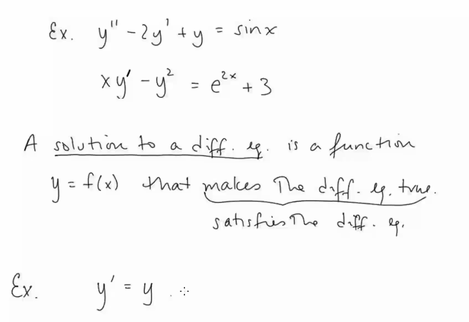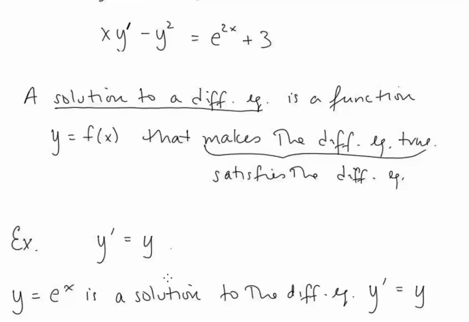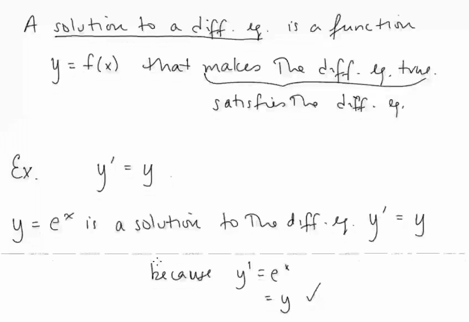One of the simplest differential equations is y prime equals y, and I claim that you already know a solution to this differential equation. This is saying the function's derivative is equal to the original function. We know that y equals e to the x is a solution to this differential equation because y prime is also equal to e to the x, and e to the x is equal to y. So y prime equals y, and this differential equation is satisfied.